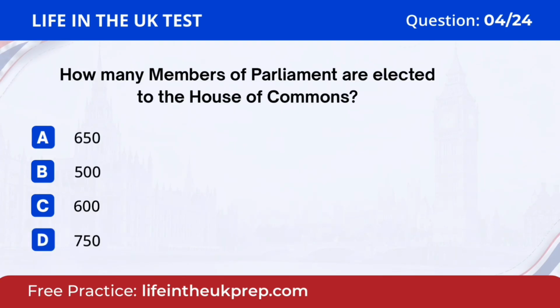Question 4. How many members of Parliament are elected to the House of Commons? A. 650. B. 500. C. 600. D. 750. The answer is A. 650.